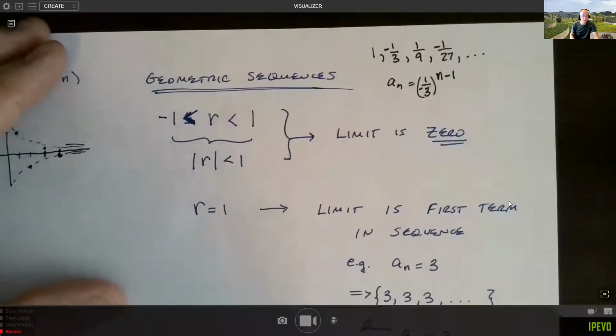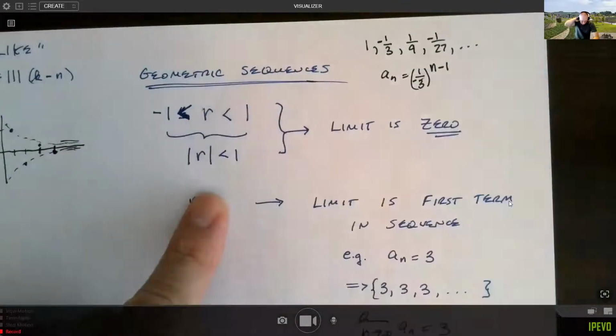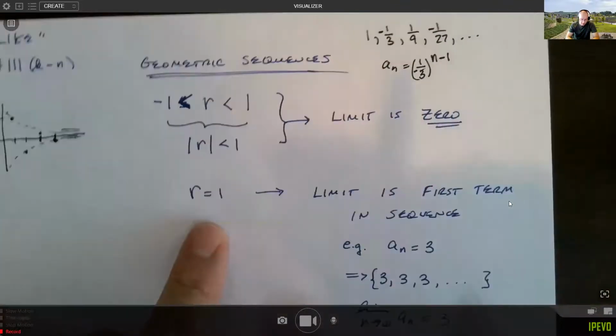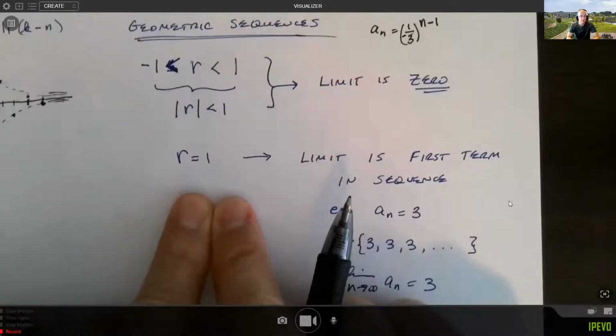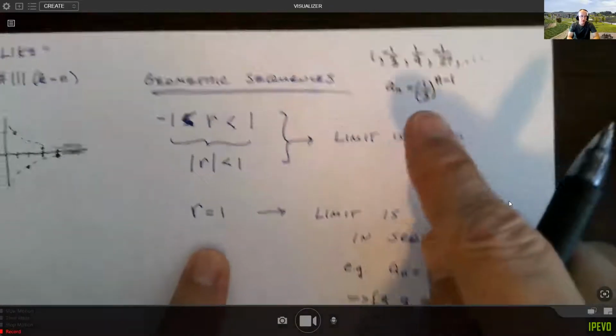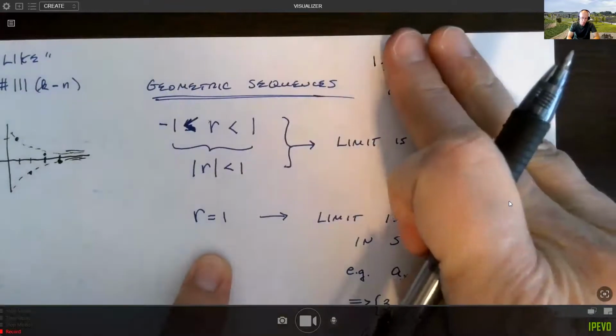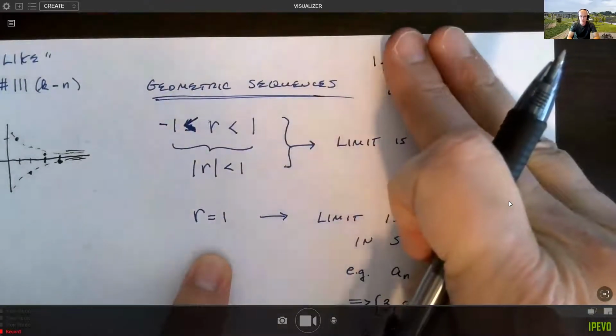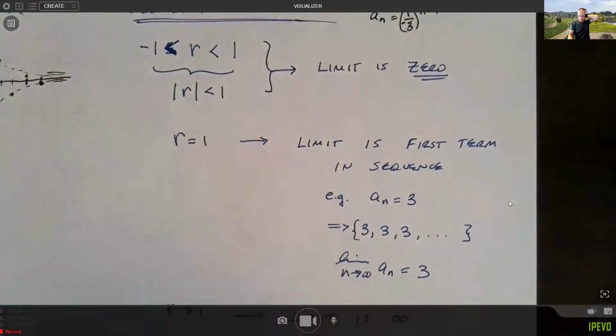Bottom line, the limit is going to be 0 if the absolute value of R is less than 1. If R is equal to 1, that means whatever our first term is stays the same. If R was 1 here and I started with 1, it would just be 1 times 1 is 1, 1, 1, 1, 1, 1. So the limit is the first term in the sequence in that case, and the sequence would be convergent.